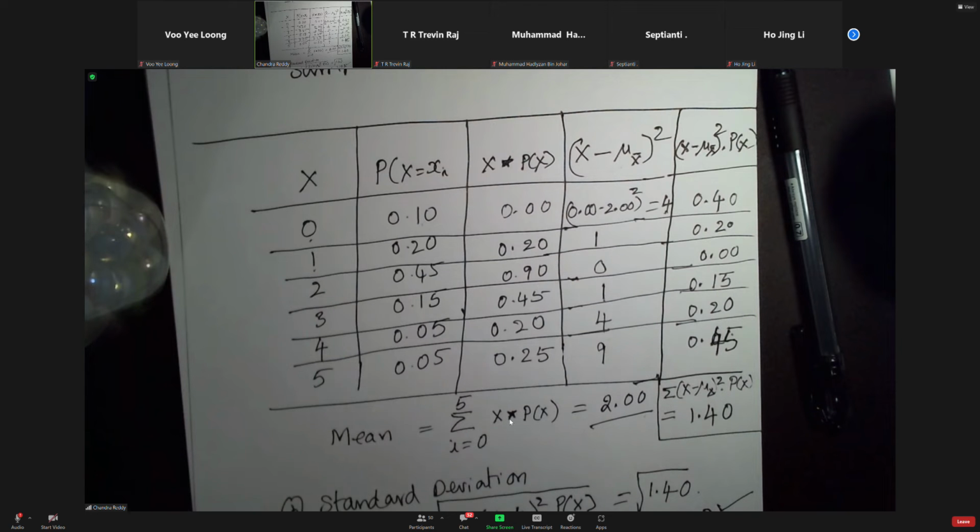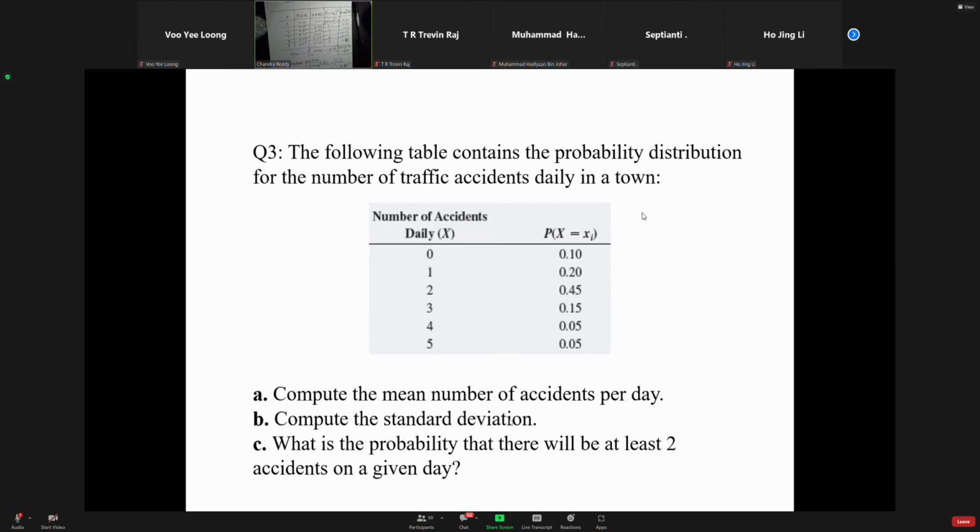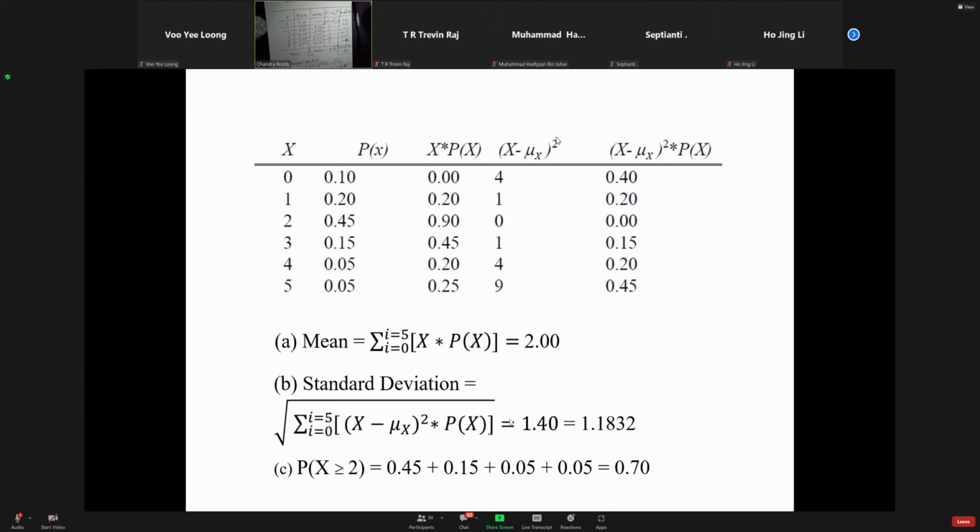All right. Okay, so the third question can be something similar. I can show you the working for this. So the working is, okay, this is the working. If you want, you can take a screenshot of this.